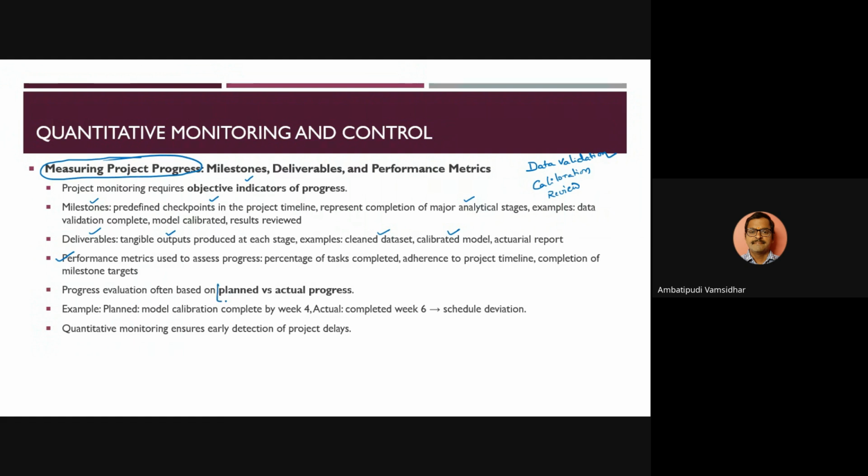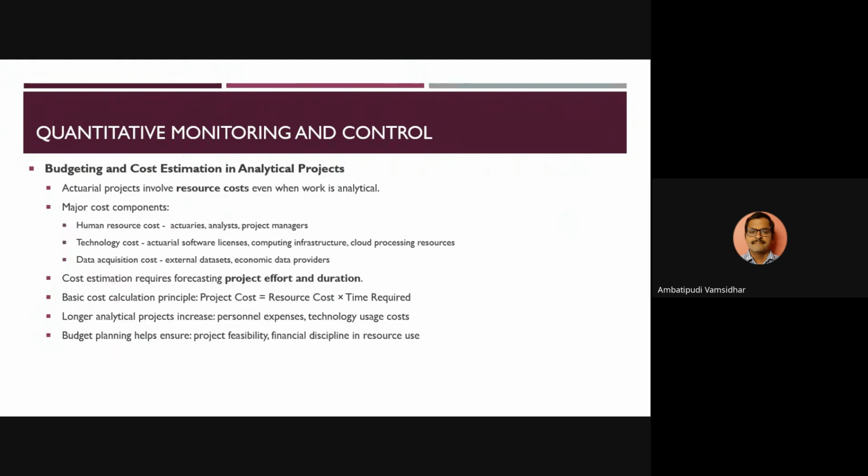And what you see is almost all the tools that you may work with as a part of project progress evaluation, they may want to understand what it is that you have planned and what is it that is actually existing. So you planned model calibration to be completed by week 4, but actually it took week 6 to complete, which means there is a deviation from what was planned when it comes to the schedule. That is what quantitative monitoring is about.